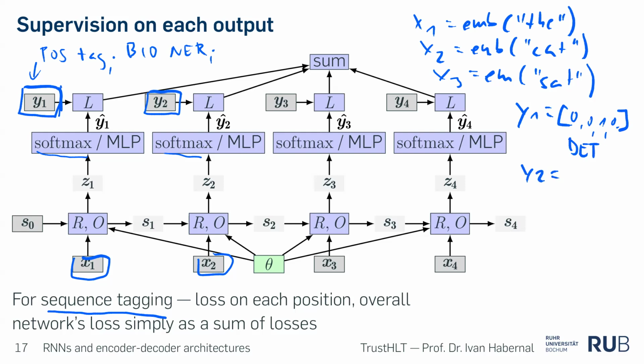Y2 would be the one-hot encoding of noun, because cat is a noun, right? So this would be maybe 1, 0, 1, and zeros. And Y3 could be the one-hot encoding of verb, because sat is a verb, which would be something like that. This would be the full specification of the Y's and X's for this part of speech tagging. Okay, makes sense?